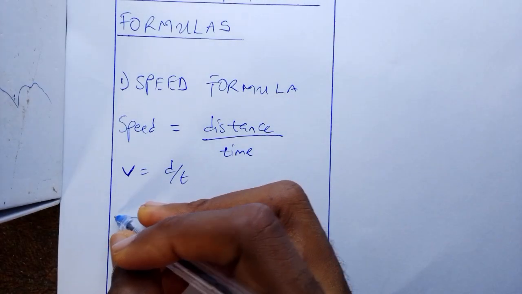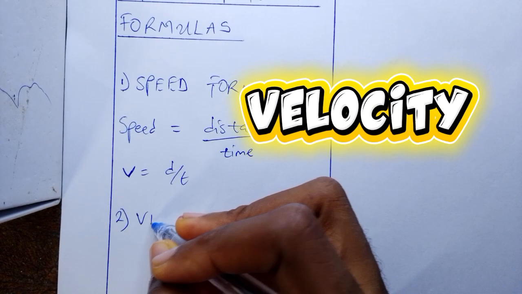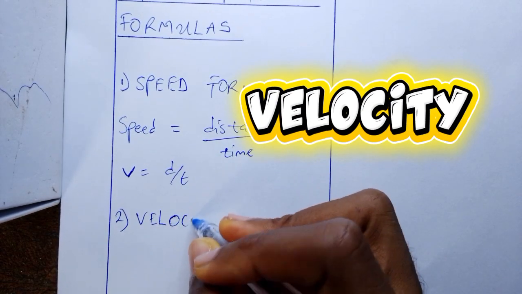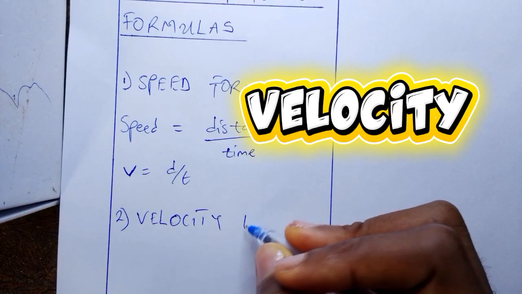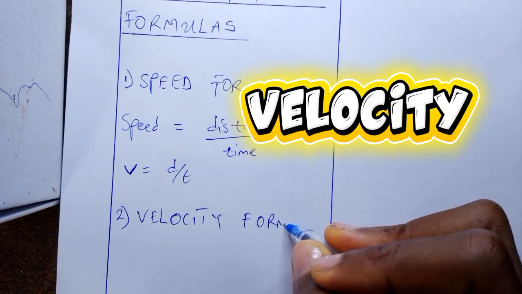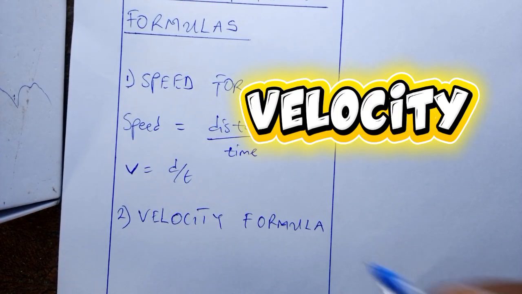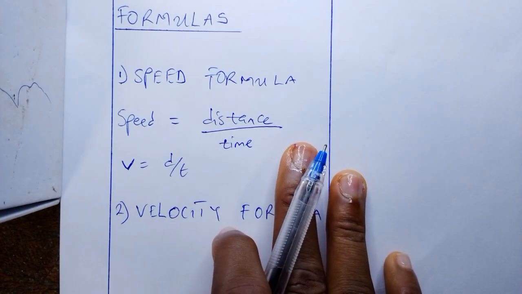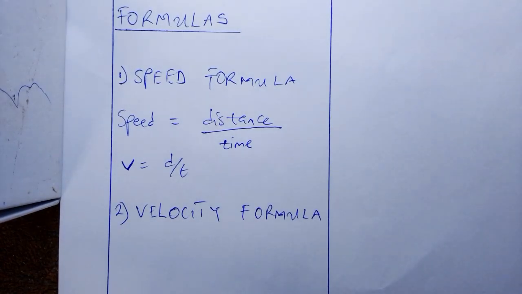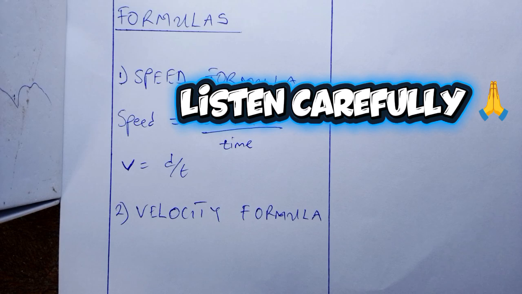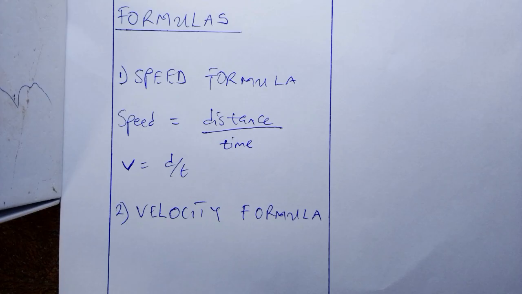Formula 2, velocity formula. I know what most of you might be thinking right now: speed and velocity, are they not the same thing? No, they are not. Most physics students usually make this mistake. Speed is a scalar quantity because it has just magnitude, while velocity on the other hand is a vector quantity because it has both magnitude and direction. This is the difference between speed and velocity.